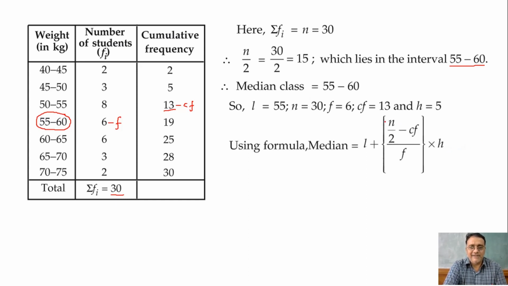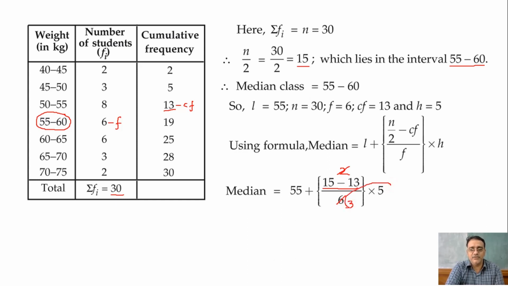Now substitute the value of n by 2. Already we got 15. Okay. So 15 minus 13 upon 6 into 5. 15 minus 13 is 2. So 2 by 6. 2 और 6 को डिवाइड कर सकते हैं. ठीक है. 6 को डिवाइड करेंगे तो कितना मिलेगा? 3. So only 5 by 3 you will get.